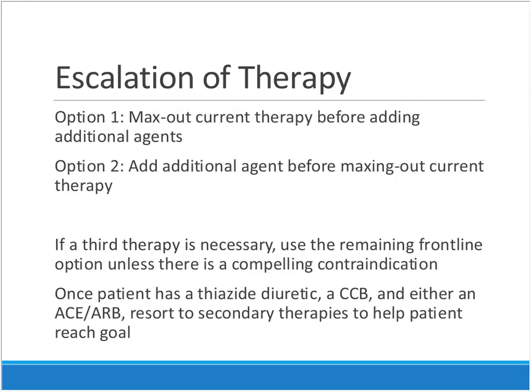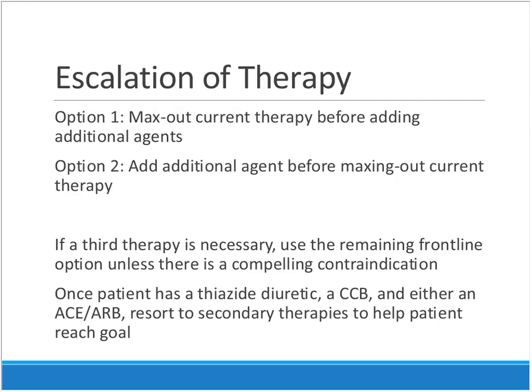Our second option is to add an additional agent before we do max out our current therapy. So in the case of a patient that might be on lisinopril 10, we might want to add a hydrochlorothiazide 12.5 or 25 milligrams. The concerns there are that a patient is now taking two medications instead of one, so there is the potential for adherence issues, or there is the potential for drug-drug interactions now that we've introduced a second agent into the mix, especially if they have other comorbidities we're concerned about.